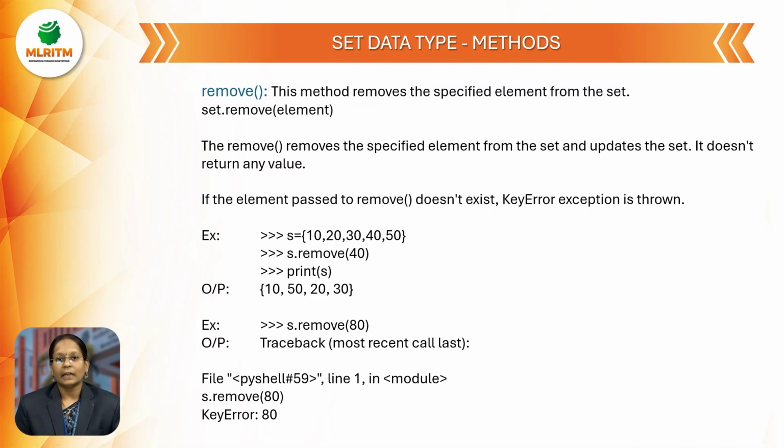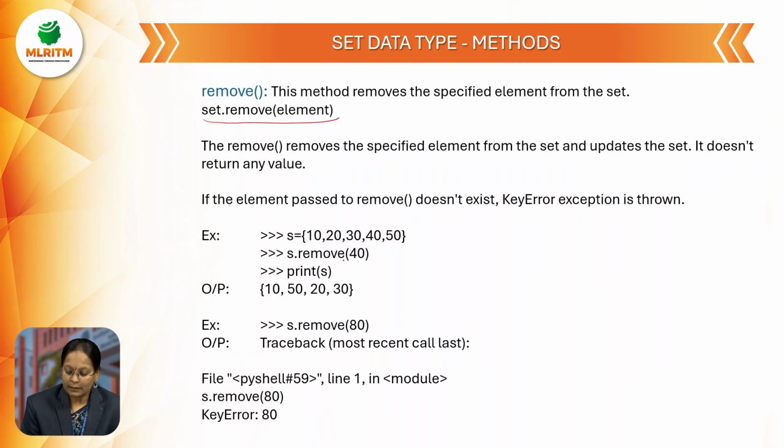Next one is remove. This remove method removes the specified element from the set. The syntax is set dot remove, the particular element. The remove method removes the specified element from the set and updates the set. It does not return any value. It just removes the element and updates the set. If the element passed to remove does not exist, a KeyError exception is thrown.